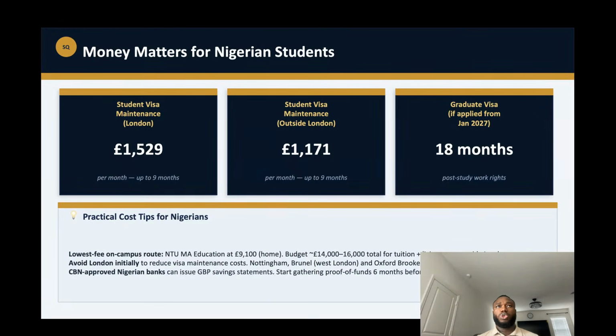So two things you need to understand when you're looking at finances is one, your living expenses, and then your tuition fee, right?